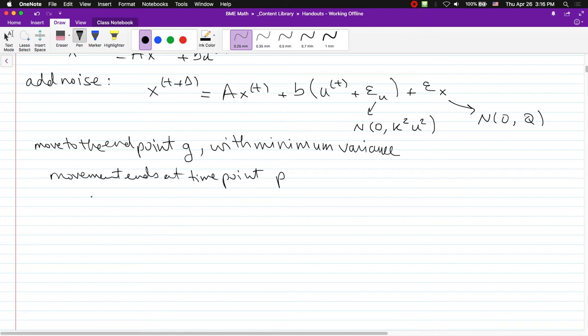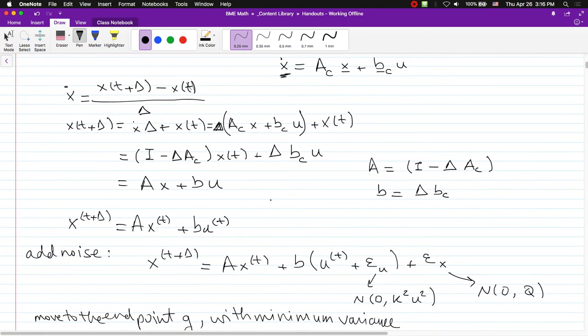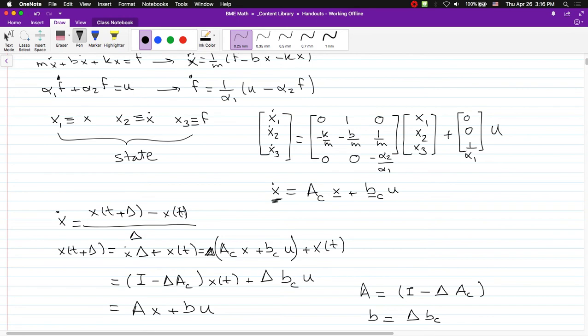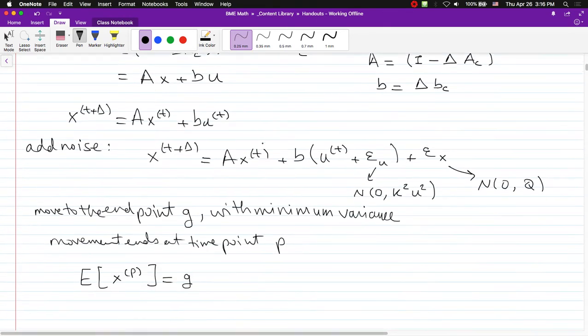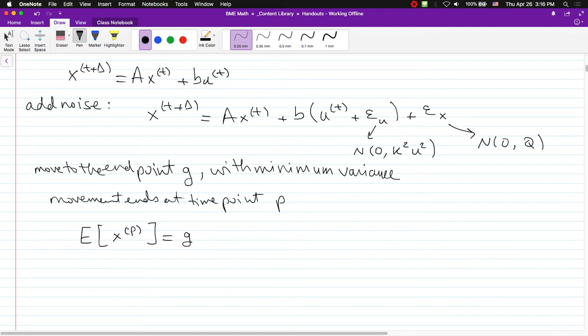And what do we mean by goal position? What we mean by that is that the expected value of x at time point P should be g. So x is a vector, right? What was our vector here? It is position, velocity, and force. So you want at the end of your movement to be at some state, described by this goal. Typically you want to be at some position with 0 velocity, for example. That's the expected value that you would like to achieve. When you achieve this is your constraint.